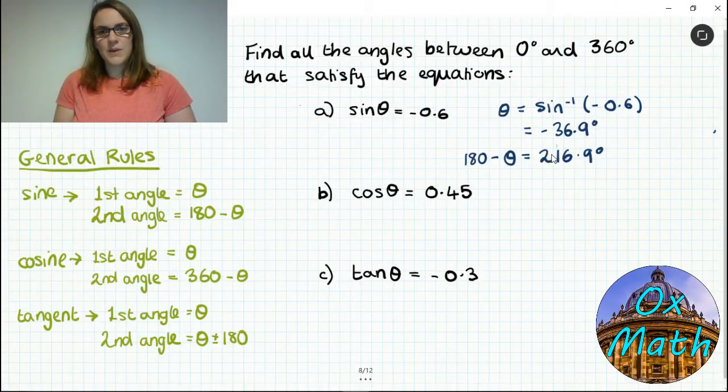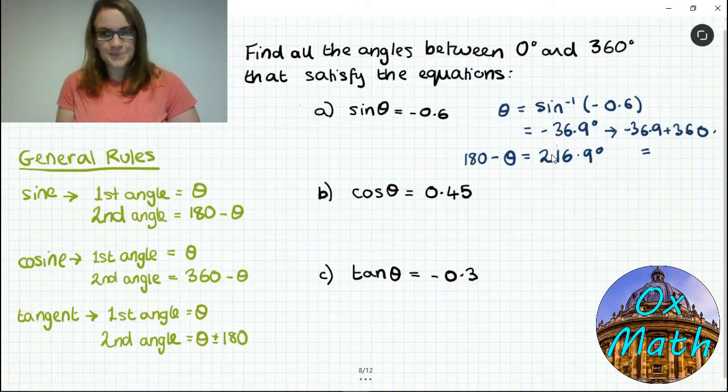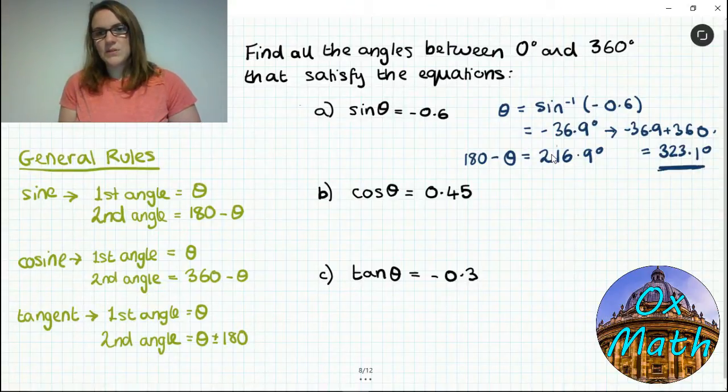So I have my two angles, but they are not both between 0 and 360, so I need to move this angle into the positive part of the graph, which I can just do by adding 360 degrees, which gives me 323.1 degrees. So there are my two angles between 0 and 360.